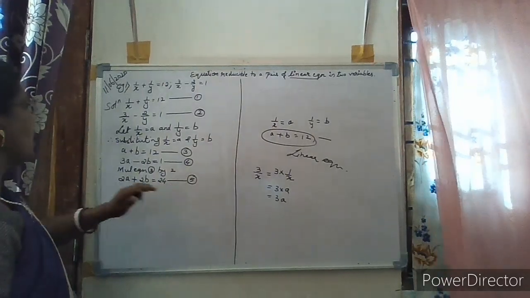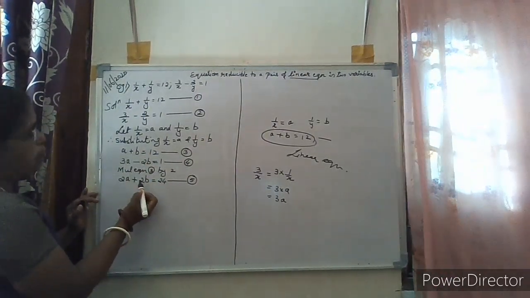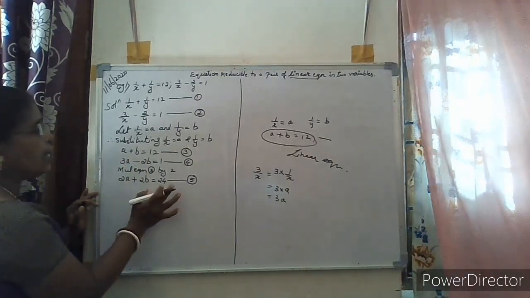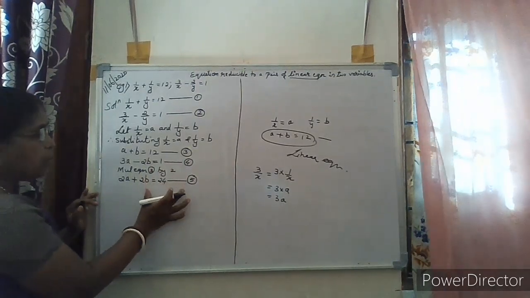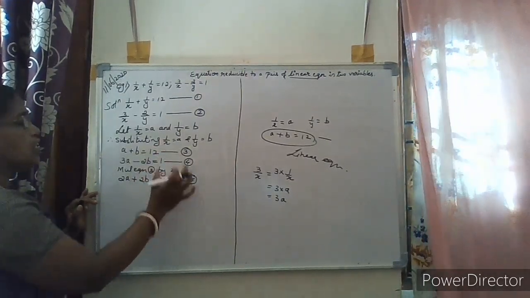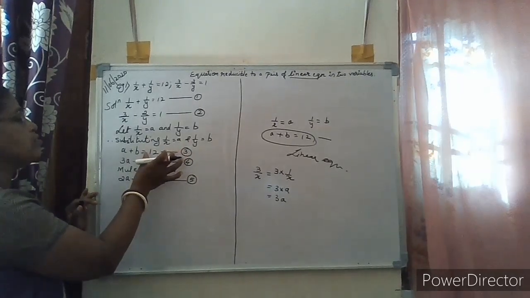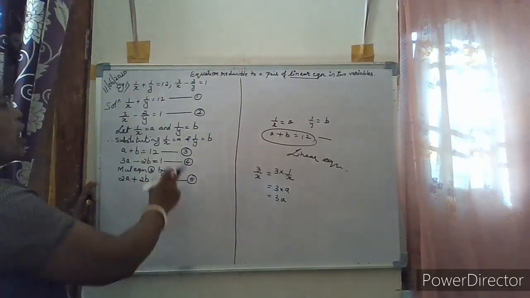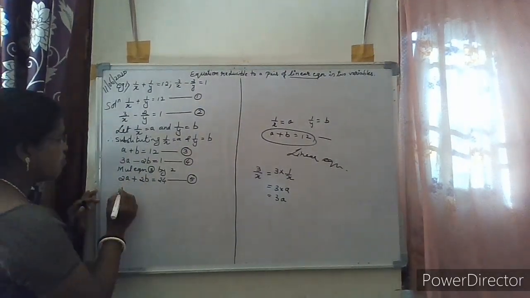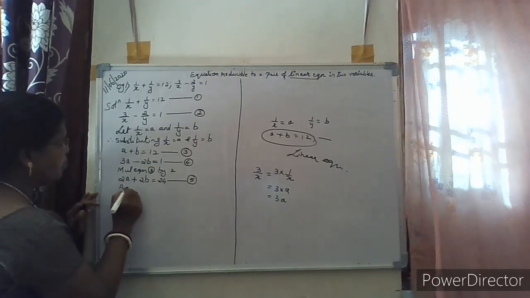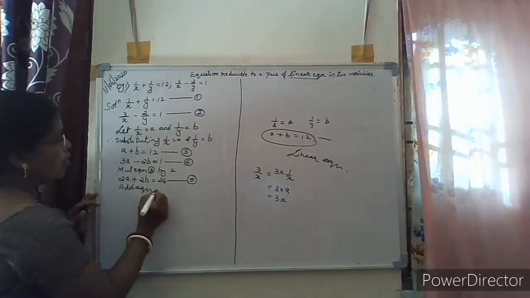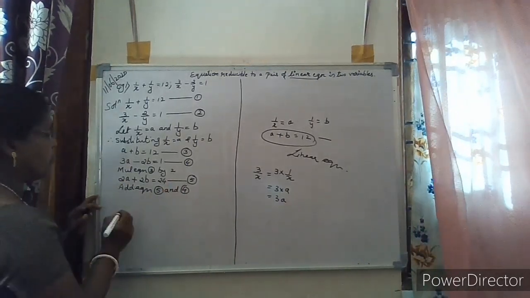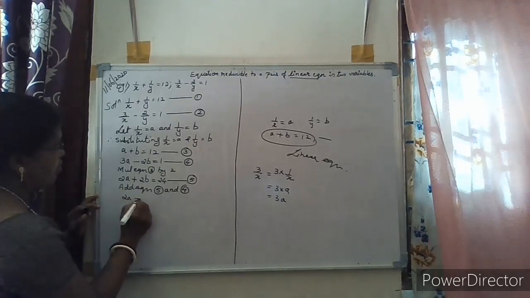Now we can add the equations because here it is plus 2b and this is minus 2b, with the opposite sign. So we can add equation 5 and 4. Equation 5 is representing equation 3, so we have to write this in the first place only. The place should not be changed even though the number of the equation changes. So write equation 5 first.